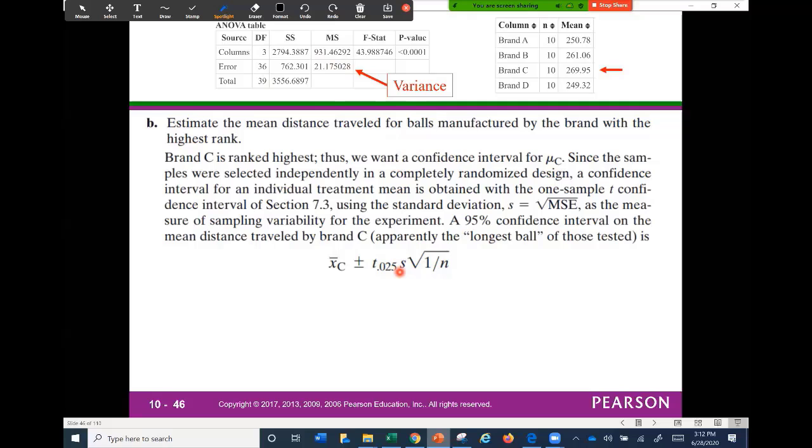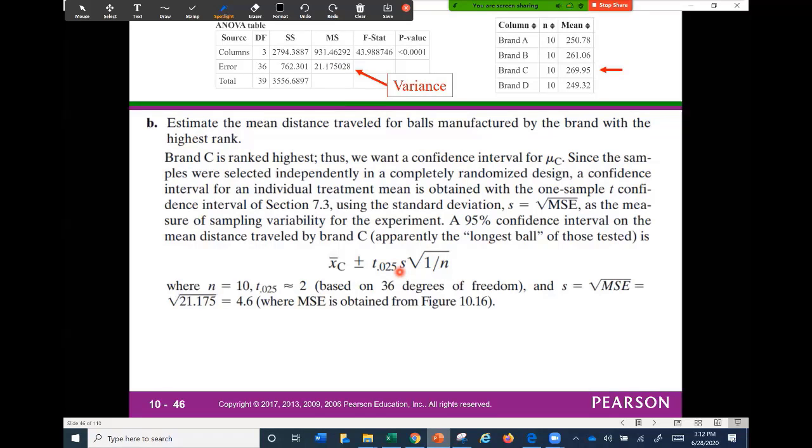And let's substitute all of these values: n equal 10, s the square root of 21.11, which is 4.6 here, and the only thing that is missing is the critical value. The critical value is approximately 2. How can we find this critical value? We can use technology or we can use a table. Let's do it both ways.